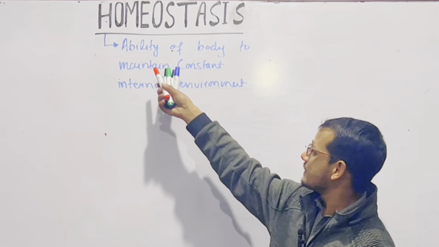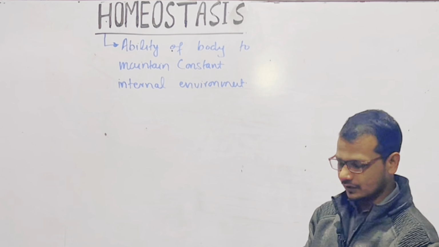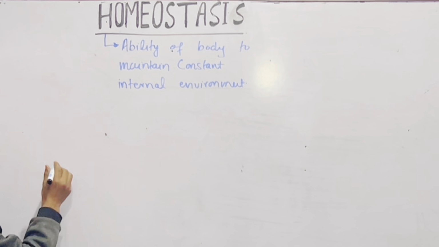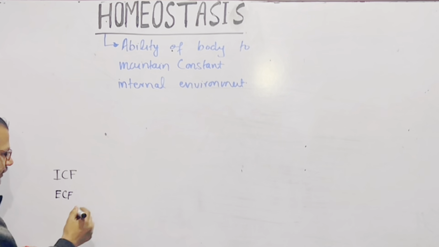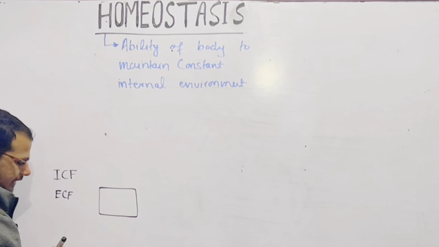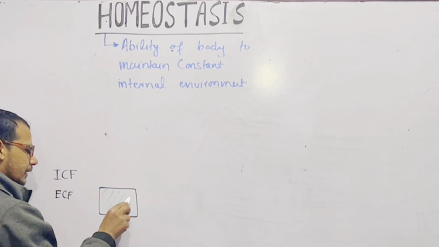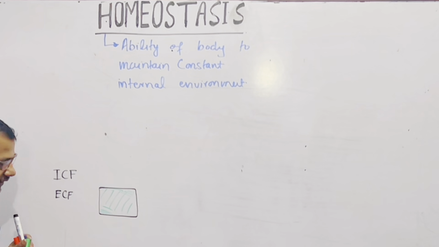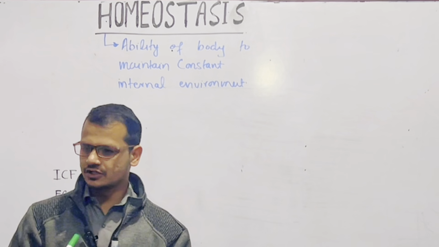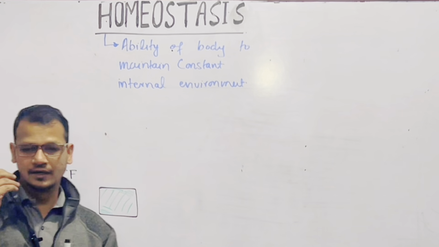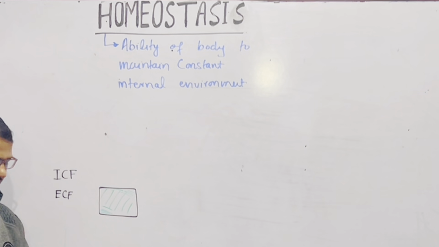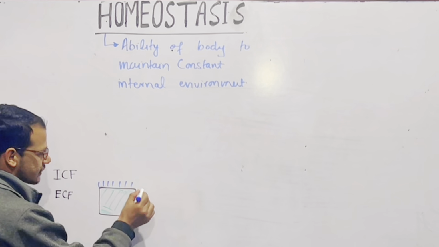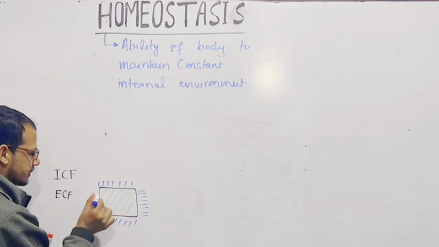And what is homeostasis? The ability of the body to maintain a constant internal environment. And we know that the body has two types of environment, two types of fluids. One is intracellular fluids and the other is extracellular fluids. Intracellular fluids are the fluids which are present inside the cell. In coming lectures, we will study the internal structure of the cell in great detail: the Golgi bodies, the cytosol, the cytoplasm, the protoplasm, the endoplasmic reticulum, peroxisome, lysosome. But the fluid inside is called intracellular fluid, and the fluid outside is called extracellular fluid.